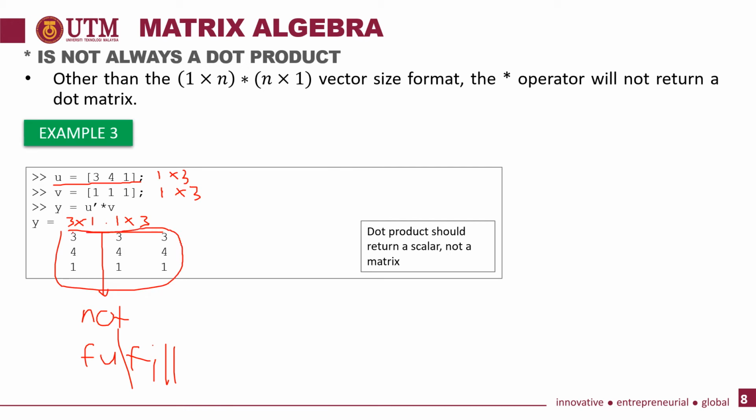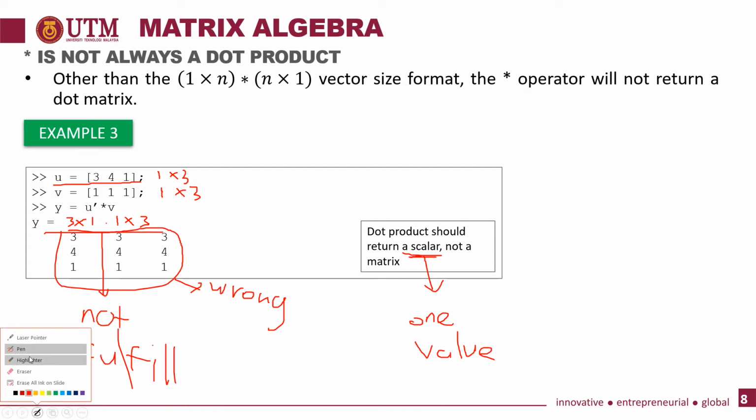This answer is wrong because a dot product only returns a scalar, which means only one value. It doesn't have any matrix size. It is not a matrix. So you need to remember this when you are using the star operator as the dot product.